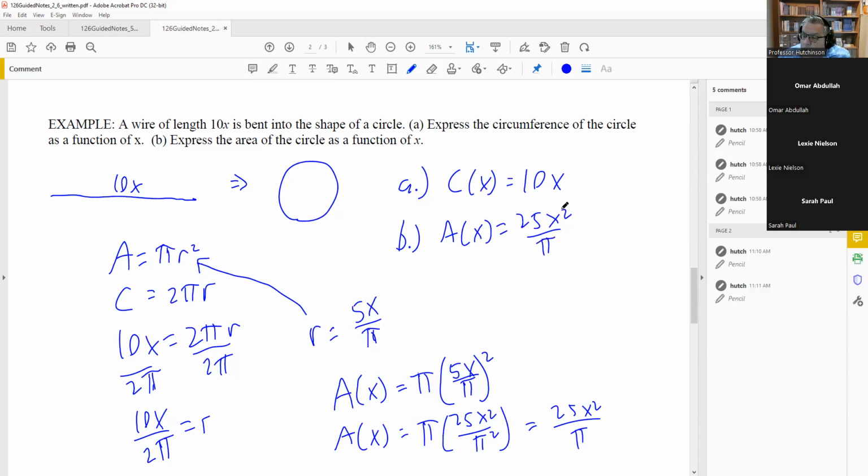But that would be your answer on that. So you just did a substitution. Since we know what the circumference is equal to, we set it equal to the circumference formula. We solve for r, and then we stuck it into the area formula because it has to be a function of x, not as a function of r. So that's why we had to get rid of the r and replace it with something that had an x in it.